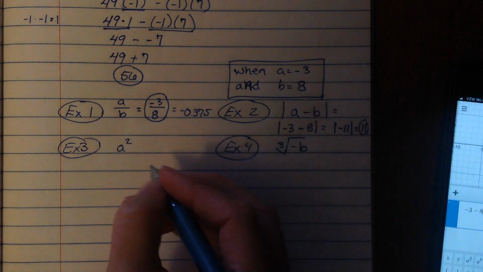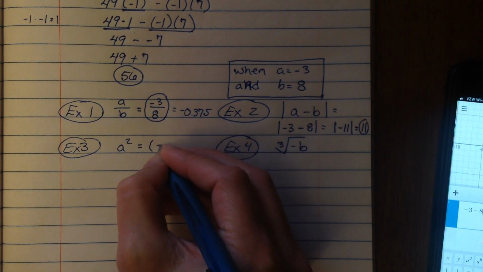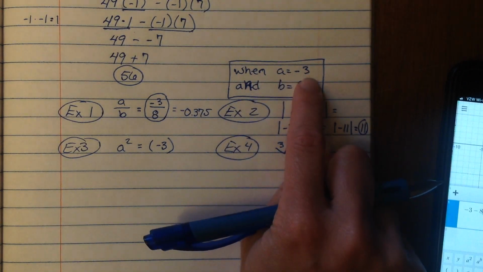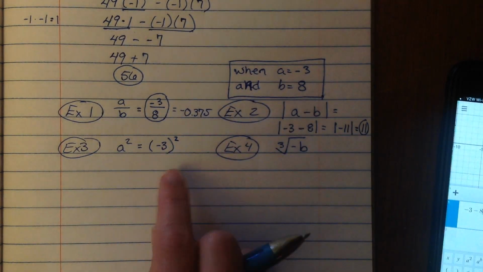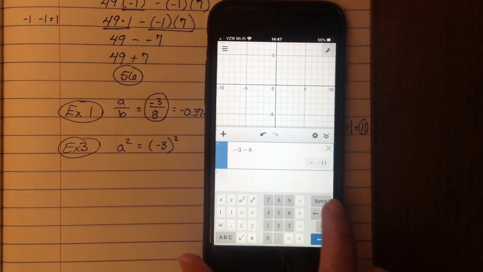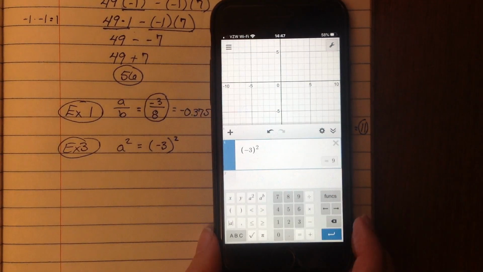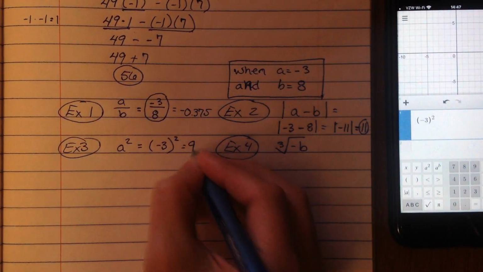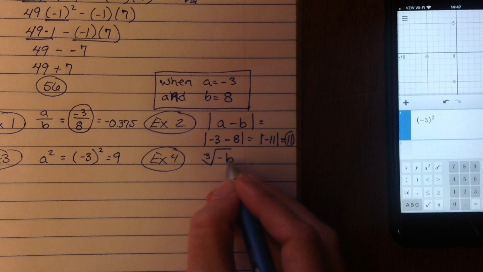For example number 3, A is being squared, and I hope you remembered what we said just a second ago about when you plug in a negative number to square. -3 squared has to be in parentheses. If you got a negative answer, you did not put it in parentheses. So -3 in parentheses, and then we want to square that. That gives us 9.